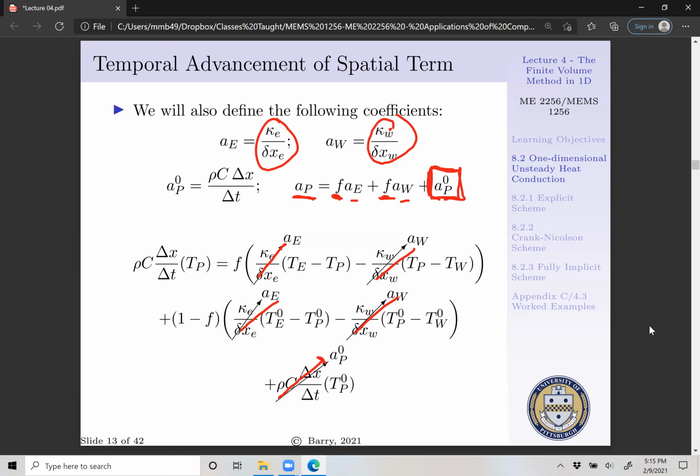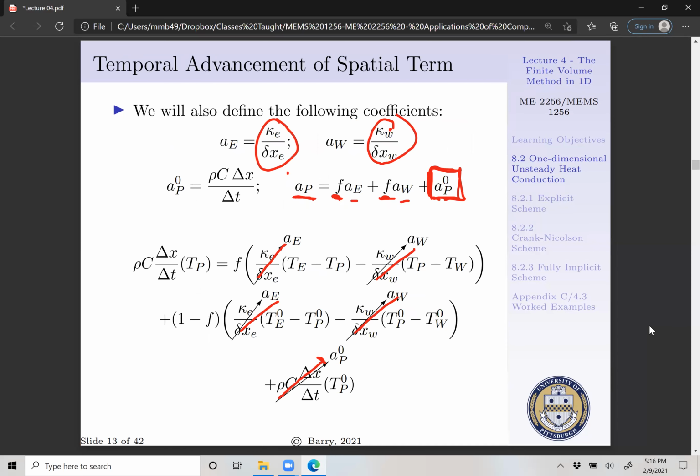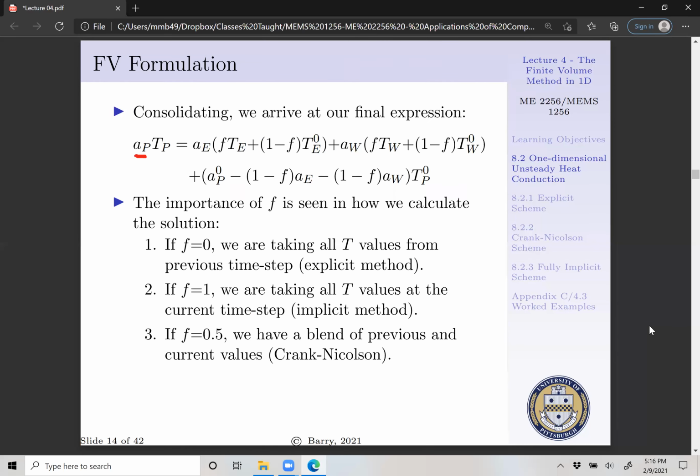And doing that, we can make those following substitutions as listed on slide 13. And once you consolidate, we arrive at our final expression. We have APTP, where we can define AP, just as we did here, is equal to A east times the quantity FT east plus 1 minus F T east naught from our previous time step, plus A west times the quantity FT west plus 1 minus F T west naught, plus AP naught minus the quantity 1 minus F A east minus the quantity 1 minus F A west, multiplied through by TP naught.